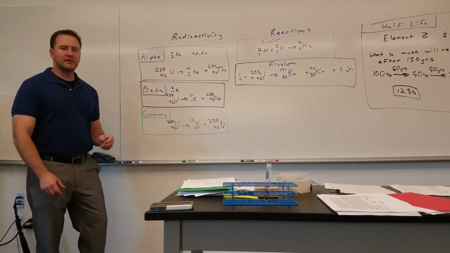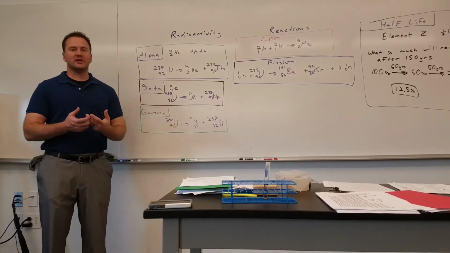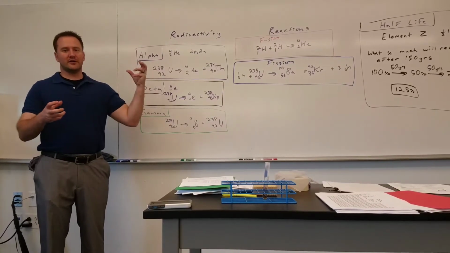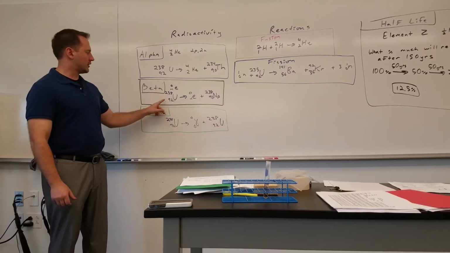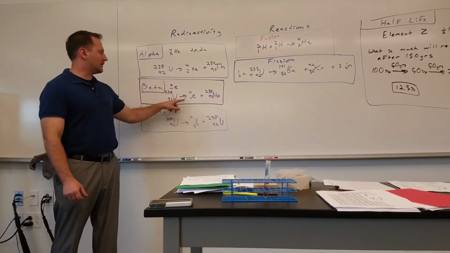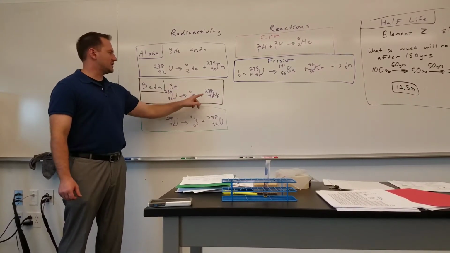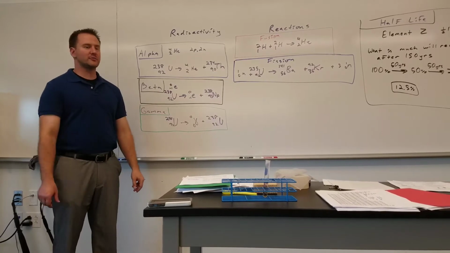Beta decay is basically an electron ejected from the nucleus. So essentially what happens is a neutron loses the negative part of itself and becomes a proton. So if uranium-238, that same atom, underwent beta decay, it would then become neptunium. Notice that the mass number doesn't change, but the atomic number increases by 1.